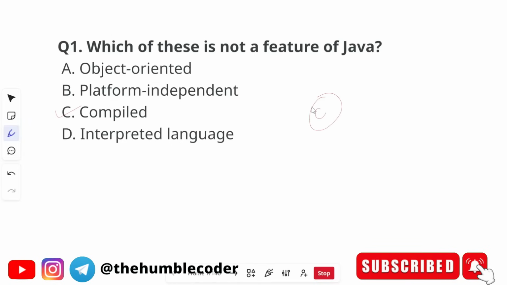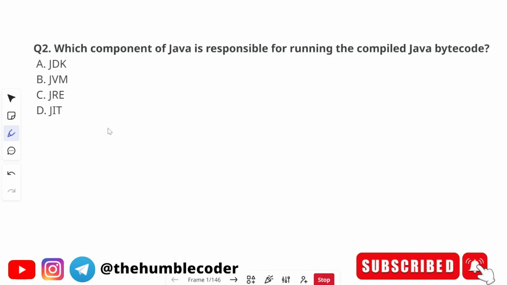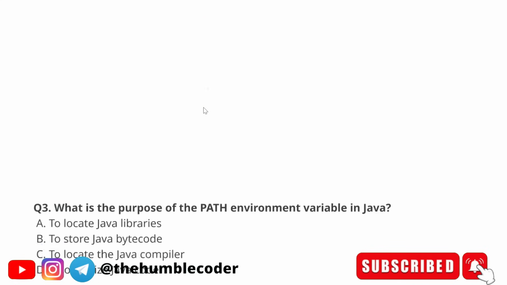Moving on to the next question. The next question is, which component of Java is responsible for running the compiled Java bytecode? The options are JDK, JVM, JRE, and JIT. So guys, in this one, the correct answer is going to be option number B, which is JVM. Now, why option B? Because Java virtual machine is basically responsible for running the compiled Java bytecode.